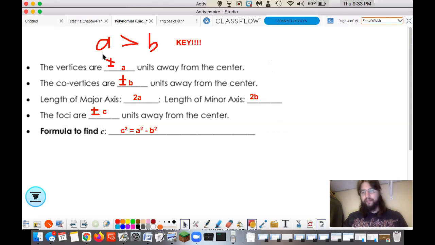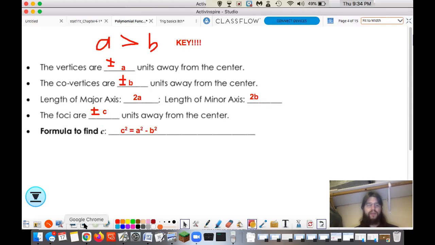So, A and B, we're going to be using that a lot. A is greater than B, period. Is A with the X or Y? Sure, who cares? A is bigger than B, okay? Your vertices are plus or minus A units from your center. Co-vertices are plus or minus B units from the center. Major axis is 2A long, minor axis is 2B long. Foci are plus or minus C from the center. We got a formula for C, and no, that is not the Pythagorean theorem. So C squared is equal to A squared minus B squared.